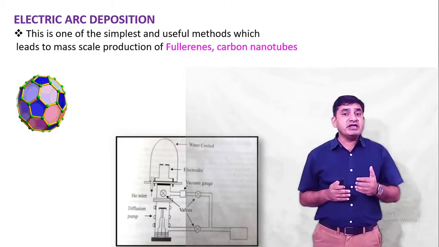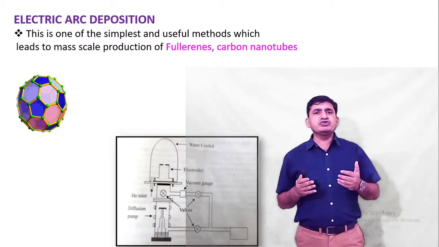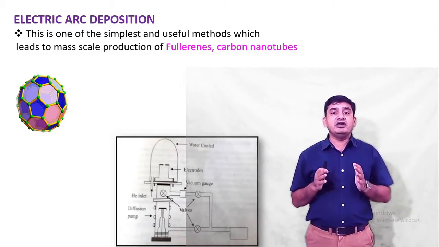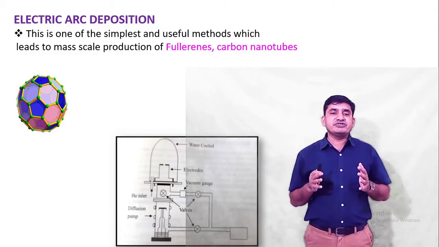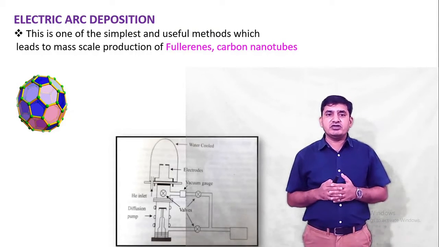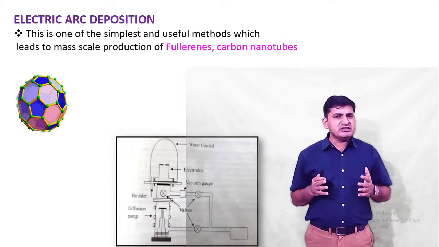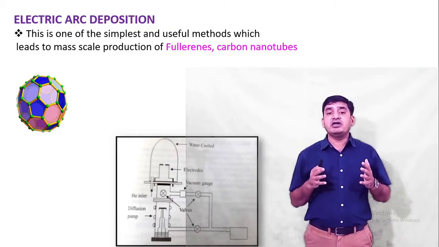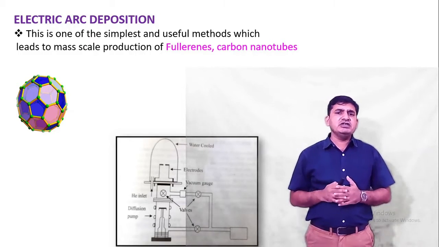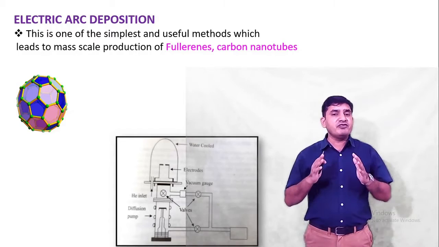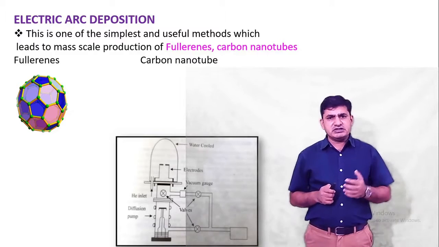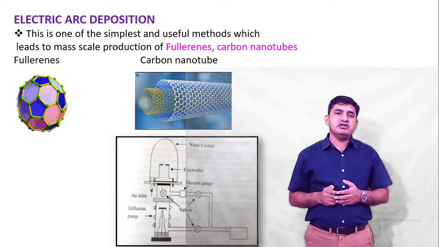This is one of the simplest and most useful methods, used to produce a large quantity of fullerene and carbon nanotubes. The fullerene structure consists of carbon, with strong covalent bonds between the carbon atoms. This method is used to produce such fullerenes and carbon nanotubes. This is a fullerene and this is a carbon nanotube.